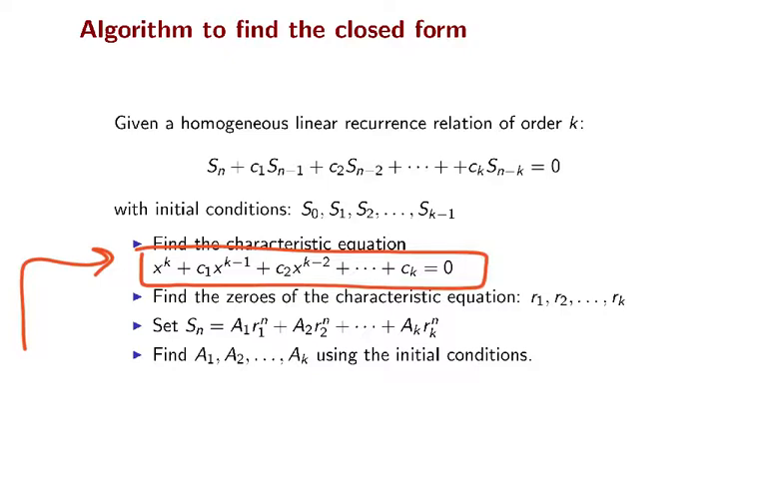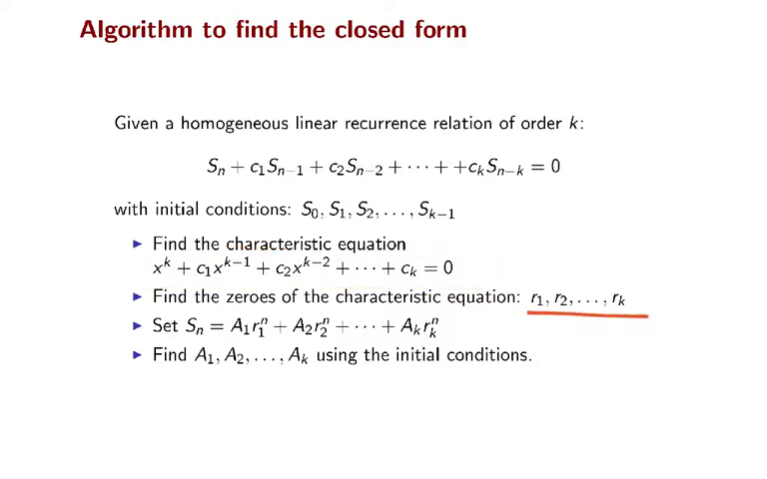So the first step of the algorithm is to find the characteristic equation as we have seen before. Once you have the characteristic equation, you take this equation and find the zeros. So here you need to be able to find the zeros of a polynomial of degree k. Let's suppose that the zeros we obtain are these numbers, R1, R2, R3, until Rk, the k roots of this polynomial. Then, once you have these k numbers, you are going to display them in this way.